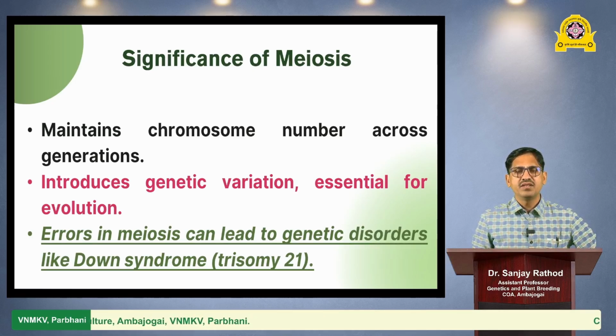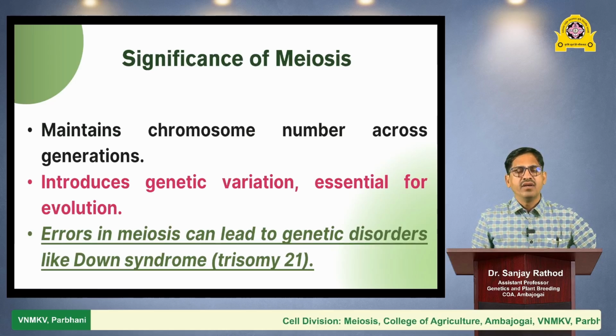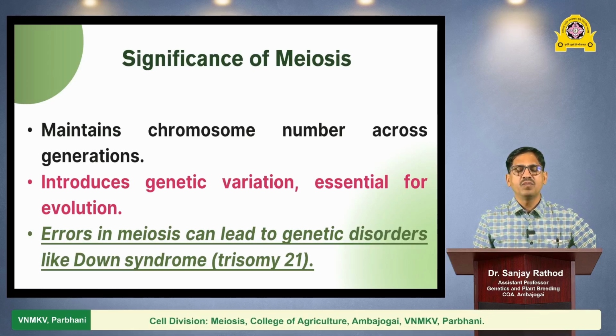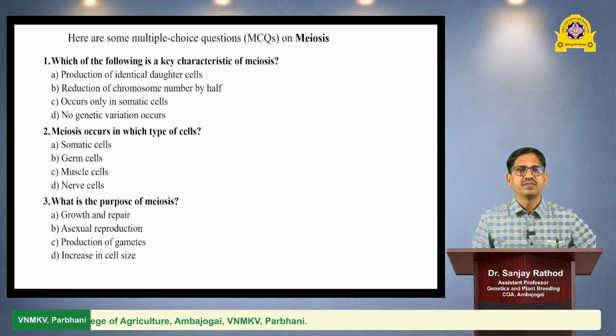It introduces genetic variation, which is essential for the evolution of new life on this planet earth. If any errors occur in meiosis, it can lead to genetic disorders like Down syndrome, that is trisomy, where at the position of chromosome 21 an additional chromosome gets added. Because of that, genetic disorders may arise.